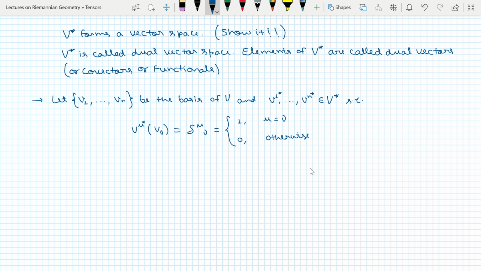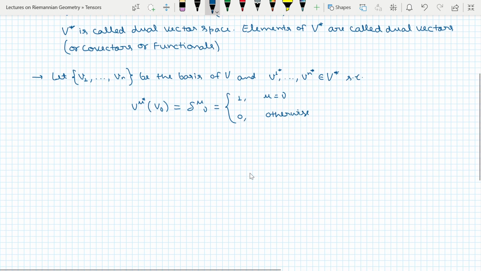So what I have done till now: I know that the vector space V is a finite dimensional vector space, so it has a basis. So I have taken a basis from v1 to vn. These n vectors form a basis for V, and I have picked up n elements from the corresponding dual space V star. And those are not just any n elements, those are the n elements which satisfy a certain property. What is that property? That if any of those elements v mu star operates on the basis vector v nu, then it gives you delta mu nu, which is the Kronecker delta.